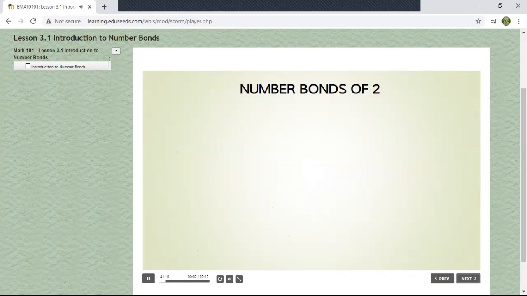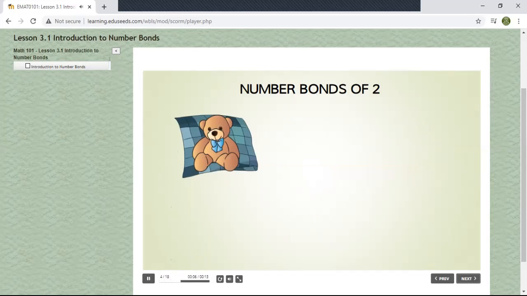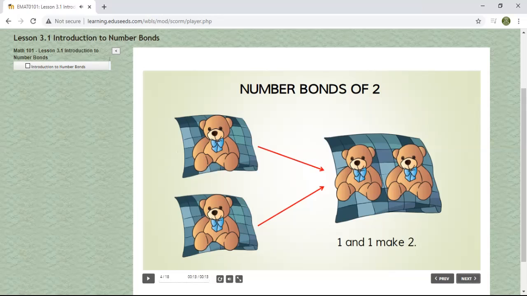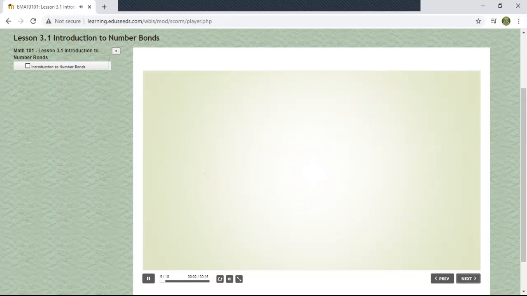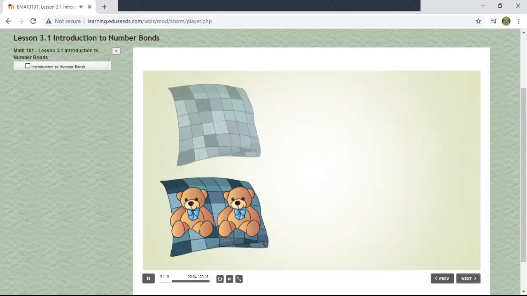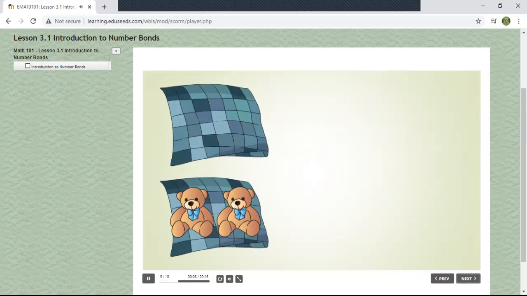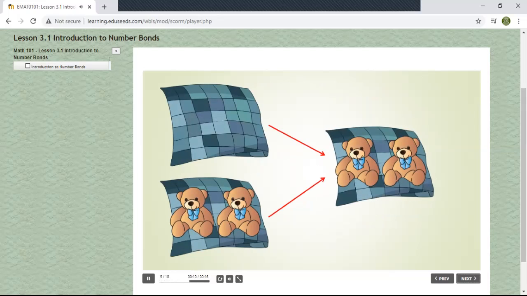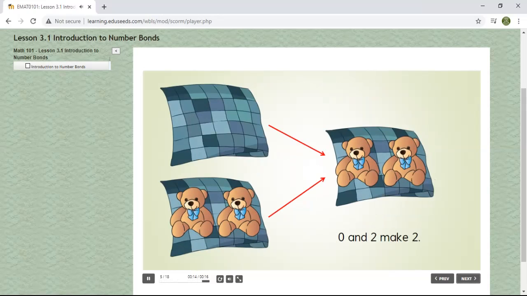Let us now look at the number bonds of 2. One bear and one bear make 2 bears. In mathematics, we say 1 and 1 make 2. We can also put 2 bears on one mat and 0 bears on the other mat. 0 bears and 2 bears also make 2 bears. We say 0 and 2 make 2.